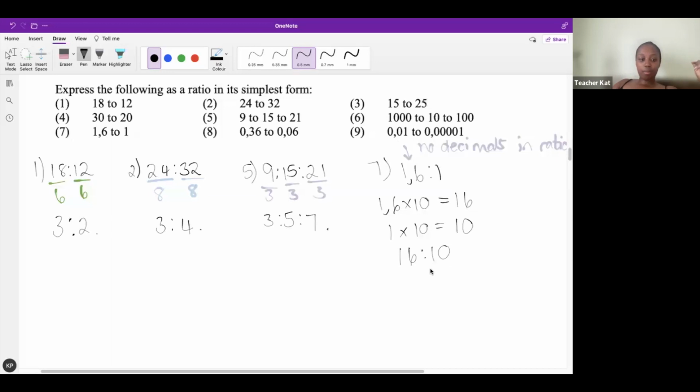Now we can look for common factors. Do we have common factors between 16 and 10? Yes, which is 2, right? So I'm going to divide this by 2, divide here by 2. And now I have 16 divided by 2, which is 8, to 10 divided by 2, which is 5. Can we simplify this any further?